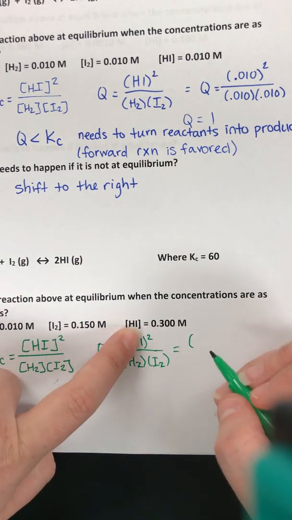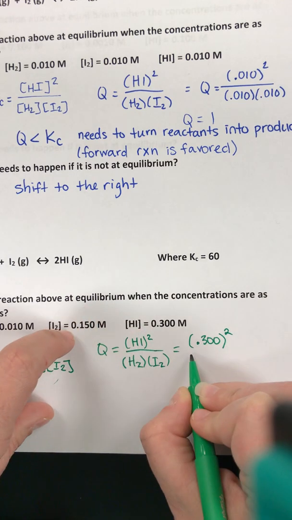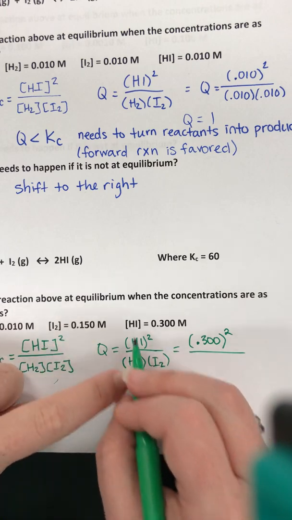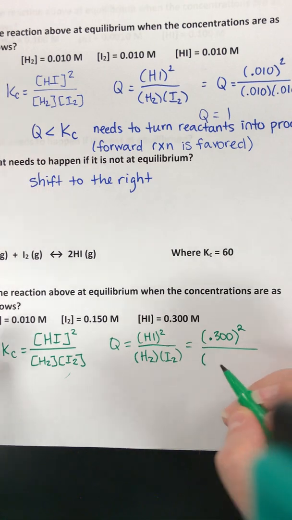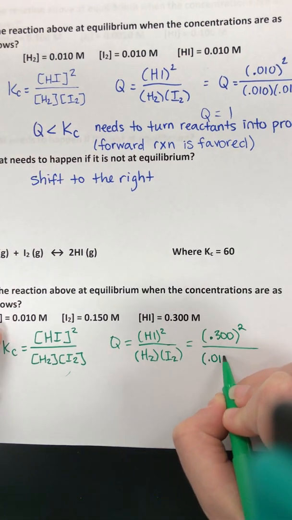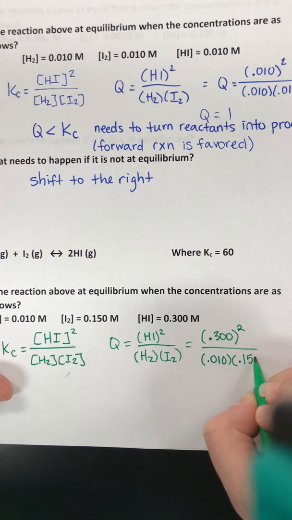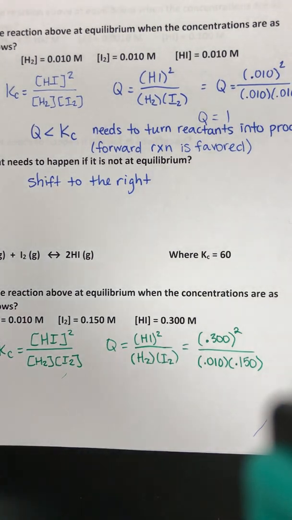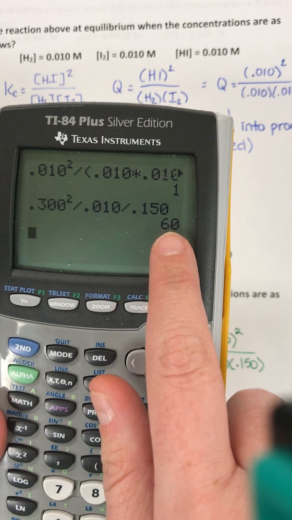So my HI concentration is 0.300, and I'm going to square that, just following the reaction quotient, which is very similar to the equilibrium constant expression. And then I'm going to divide that this time by 0.010, so that H2 stayed the same, and I2 is now 0.150. So now I'm going to type in 0.300 squared divided by 0.010 divided by 0.150. So if you look, I got exactly 60.